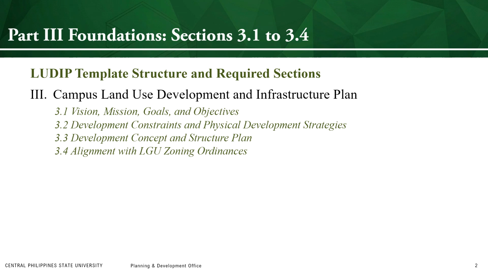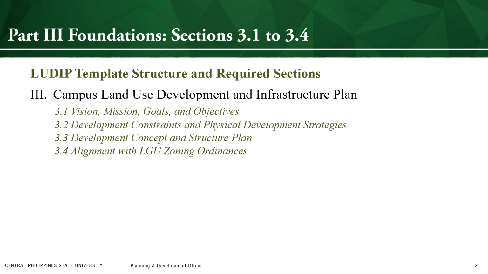Section 3.4, Alignment with LGU zoning ordinances. Your campus doesn't exist in isolation from its host municipality. This section requires you to conduct a comparative analysis of your proposed land uses against local government zoning regulations and to identify any adjustments needed to ensure compatibility. Alignment with the LGU is not optional.